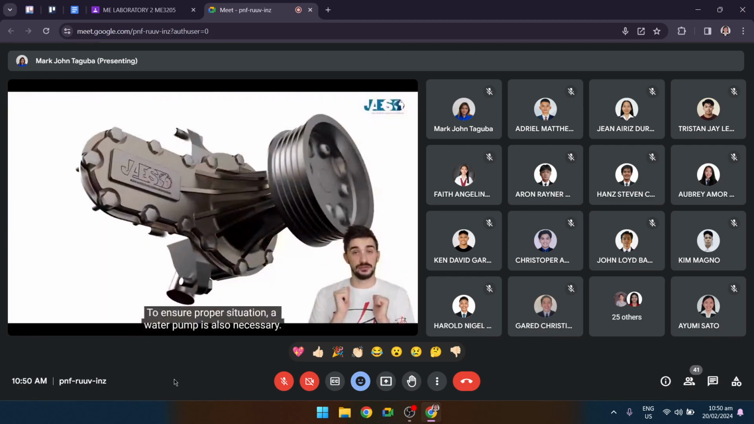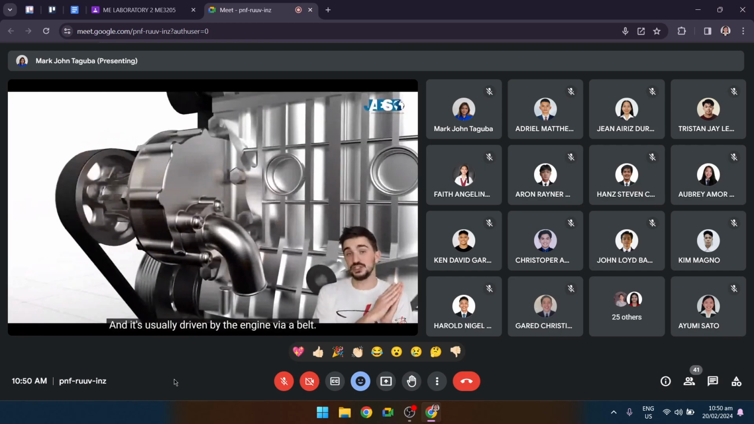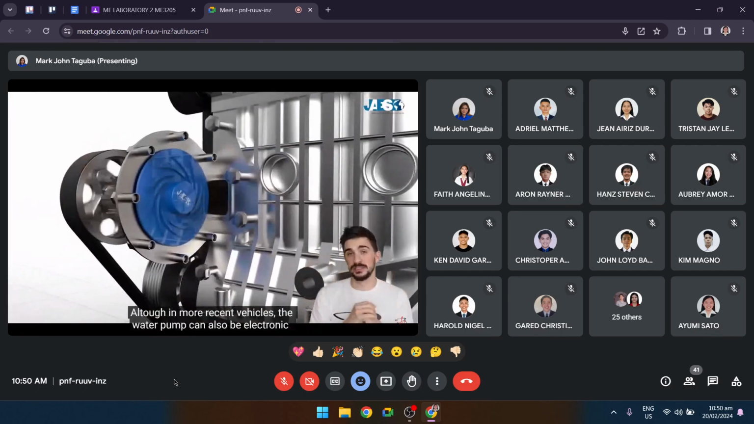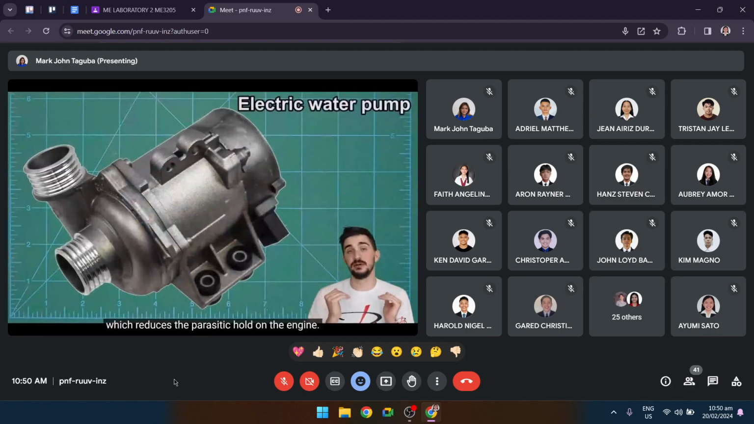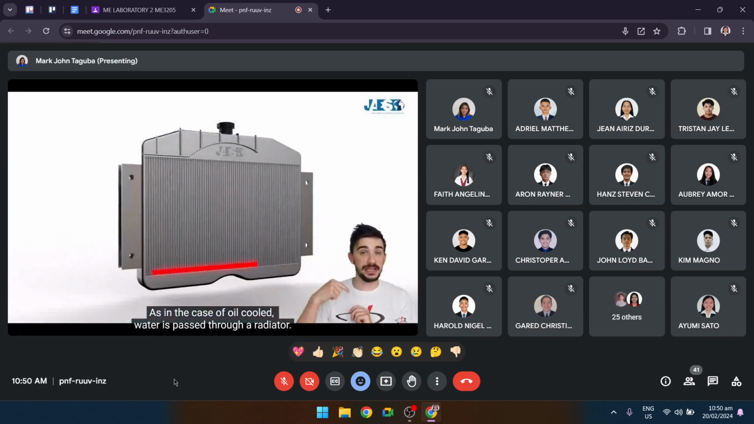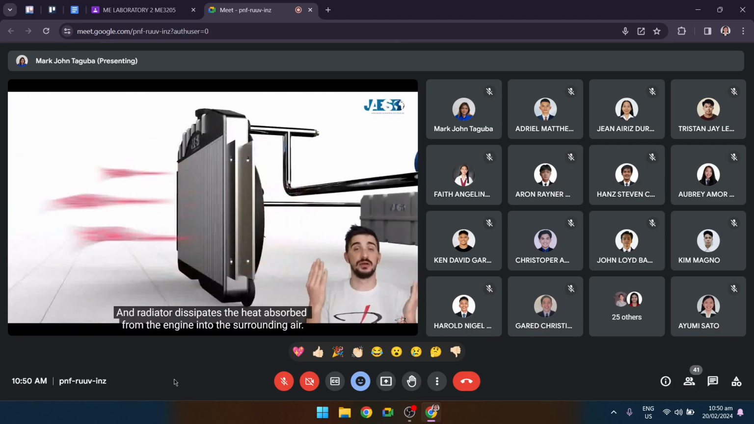To ensure proper circulation, a water pump is also necessary, and it's usually driven by the engine via a belt. Although in more recent vehicles, the water pump can also be electronic, which reduces the parasitic load on the engine. As in the case of oil cooling, water is passed through a radiator, and the radiator dissipates the heat absorbed from the engine into the surrounding air.